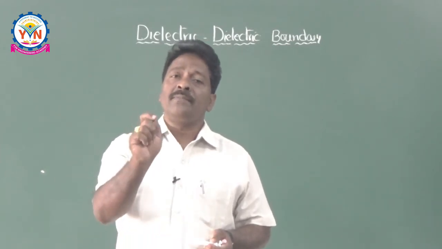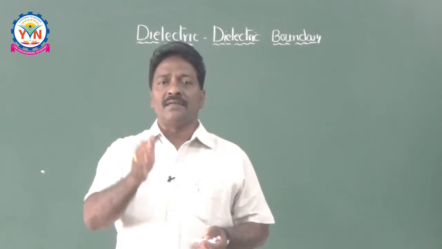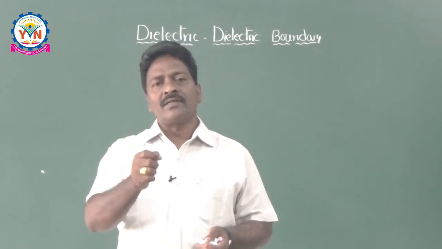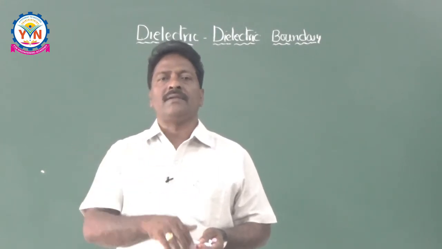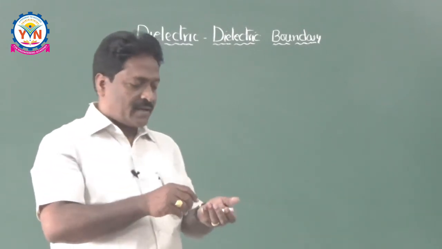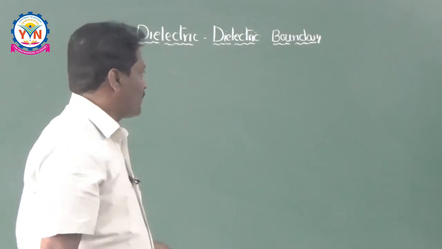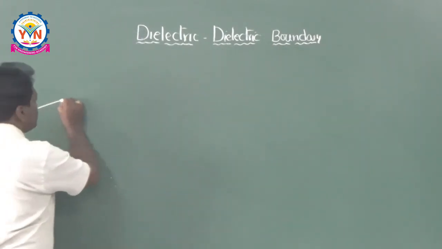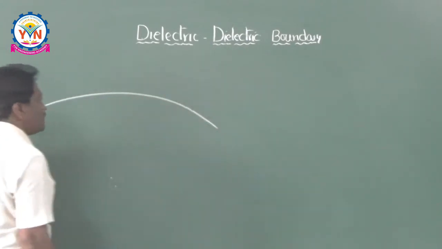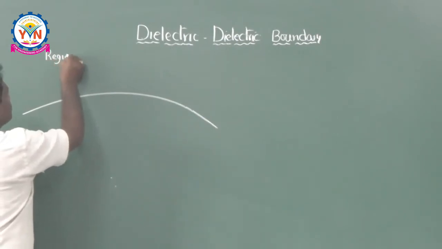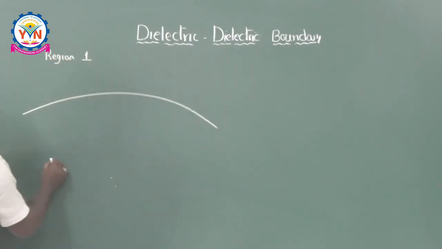So what is meant by boundary? Boundary means the discriminating layer between two different mediums. We have already discussed the conductor to free space boundary, and now in this class we are going to discuss the boundary conditions for dielectric to dielectric interface. So let us take the boundary, and this is region 1, that means dielectric 1, and the other one is region 2, which is nothing but dielectric 2.